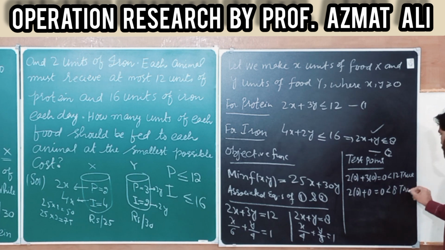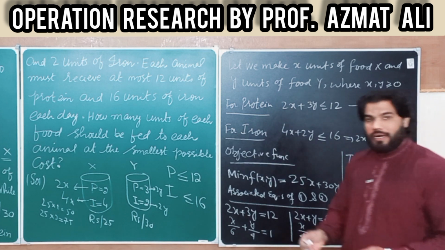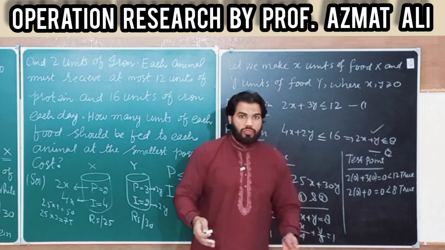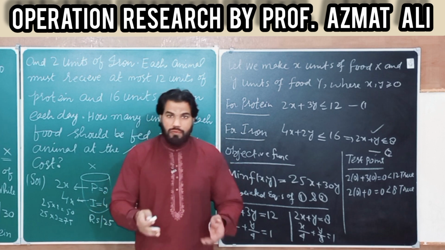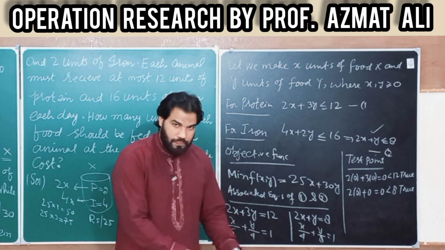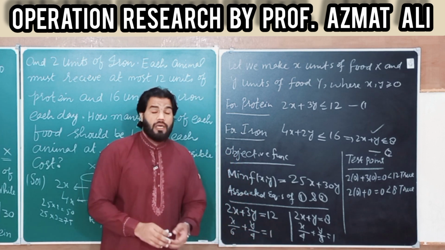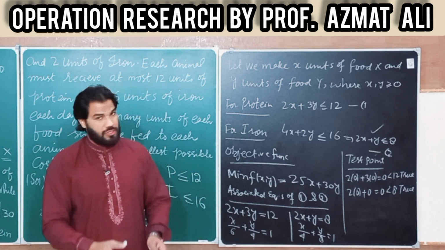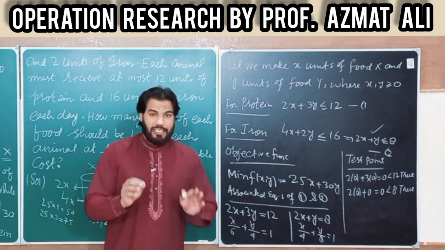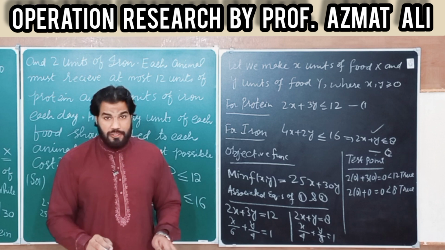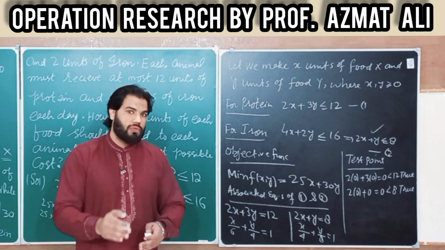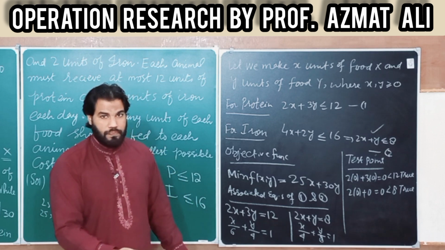This is also true. So both inequalities are true for the test point 0, 0, which shows that the graph of the inequalities is towards the origin. I repeat again, when we take x equal to 0, y equal to 0 as a test point, and the test point satisfies our inequalities, this shows that the graph of the inequalities is towards the origin. Okay.